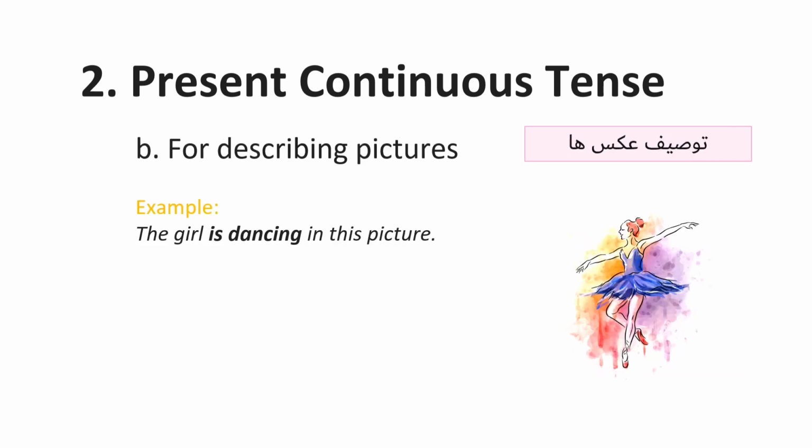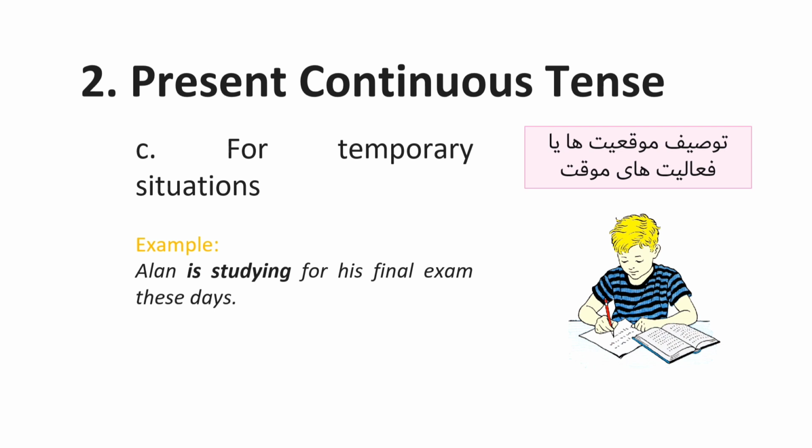We can also use it for describing pictures. I'm looking at this picture now, and the girl is dancing in this picture. We also use it for temporary situations. So if you remember, I told you that we normally use simple present tense for permanent situations, but for temporary situations, means things that happen for a short time, we use present continuous tense. And a short time that is going on right now.